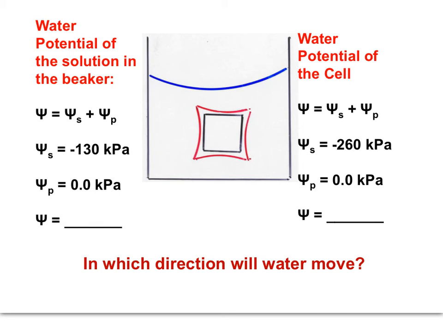Now, if we compare the water potential of the beaker, negative 130 kilopascals, with the water potential of the cell, negative 260, we will see that water will move from the more positive toward the more negative. Water will flow from the beaker into the cell. Water will flow from the more positive water potential to the more negative. Water will diffuse into the cell.